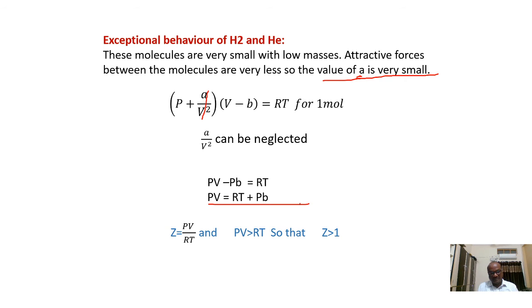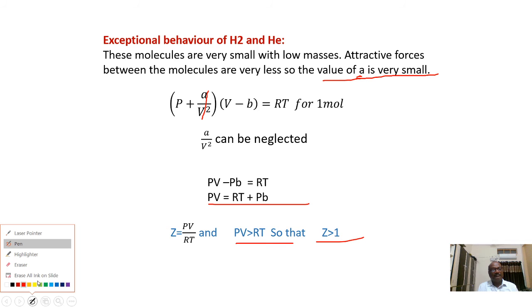We have got this under high pressure region, as we just discussed. So PV is greater than RT, then what happens? Z will be greater than 1. Means the hydrogen and helium always show positive deviation. What is the reason? Because they have small size and the value of a is very, very small. Like this we can explain the exceptional behavior of hydrogen and helium.